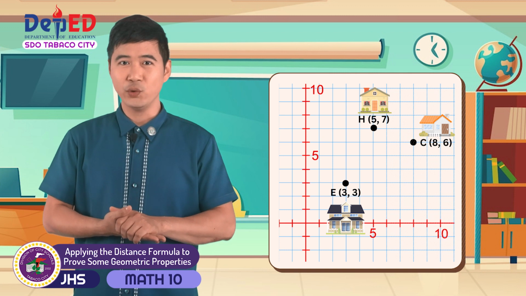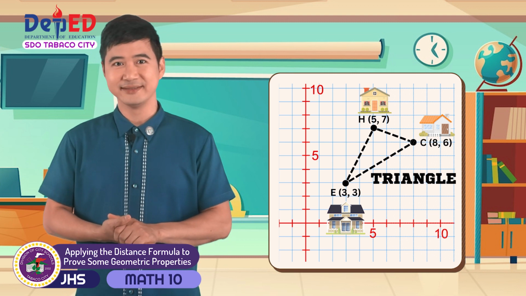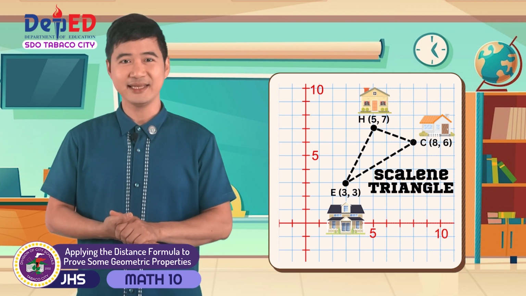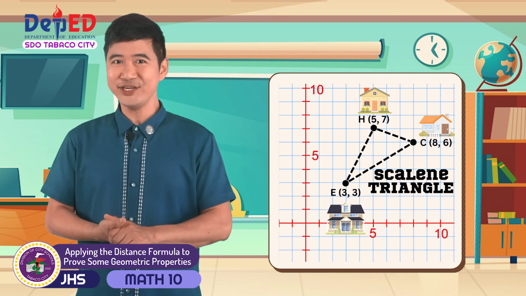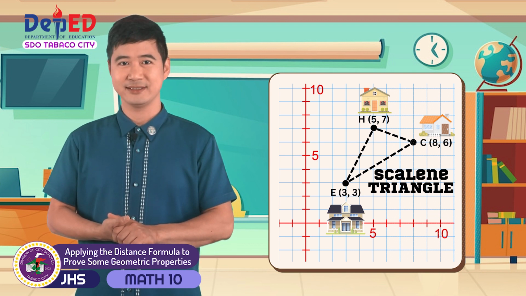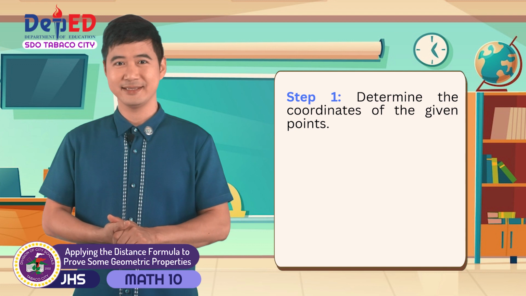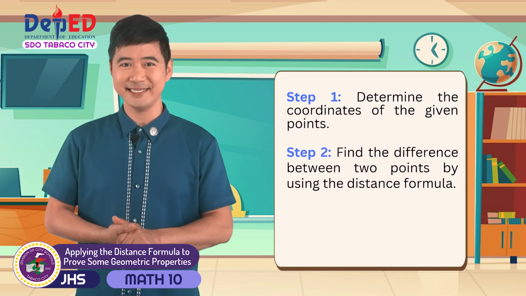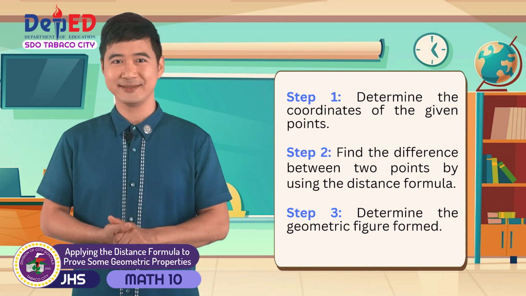Now, tell me, what geometric figure is formed? Yes, it is a triangle. What kind of triangle is formed? Correct! It is an isosceles triangle. Based on the given example, these are the steps in applying the distance formula to prove geometric figures. Step 1. Determine the coordinates of the given points. Step number 2. Find the distance between two points by using the distance formula. Step 3. Determine the geometric figure formed.